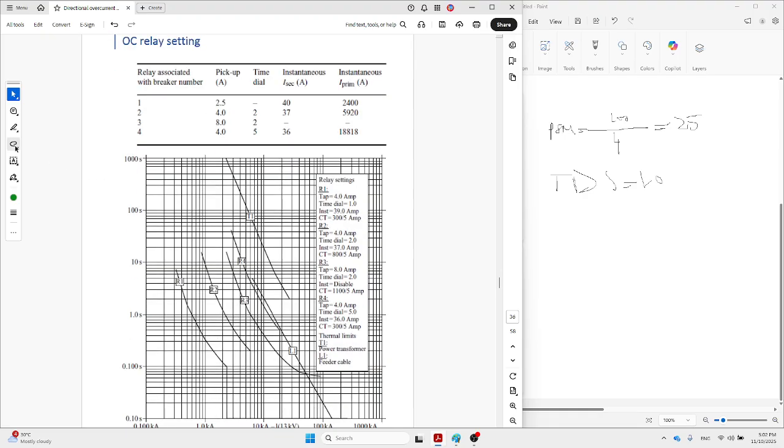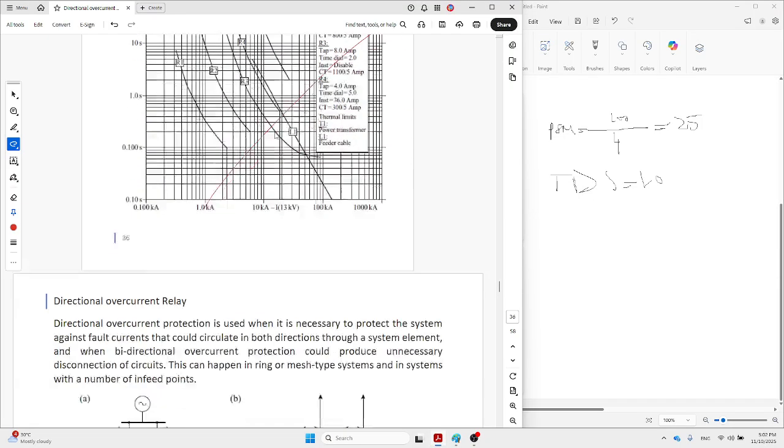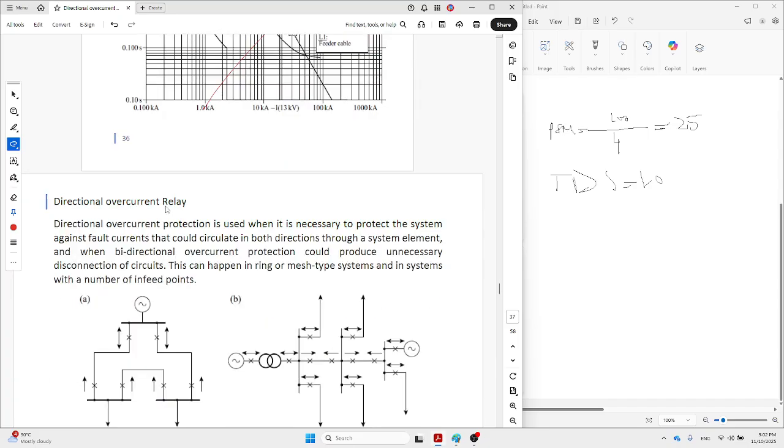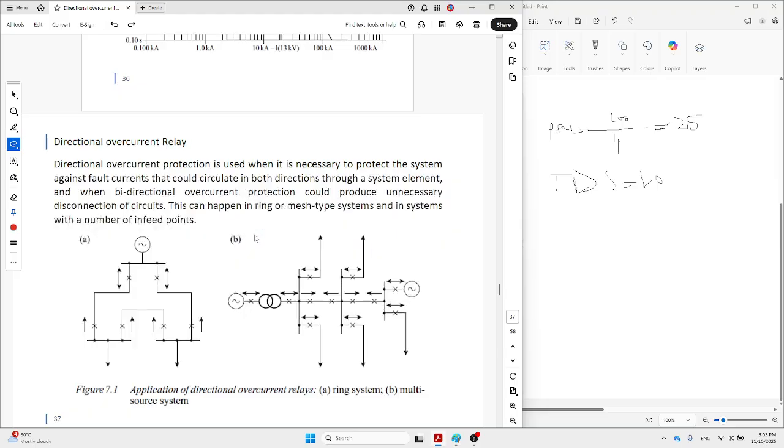So this table is not valid anymore for me, and this one is not. I'm totally opposite of the idea of the book. Directional overcurrent relay: if our system is a ring one, or if we have double-sided energy generation, this is one side, this is the other side, so the energy can go from this way to the fault point and the other way to the fault point, correct? So we have to find out the directional current, and we have to set directional and other types of relay.